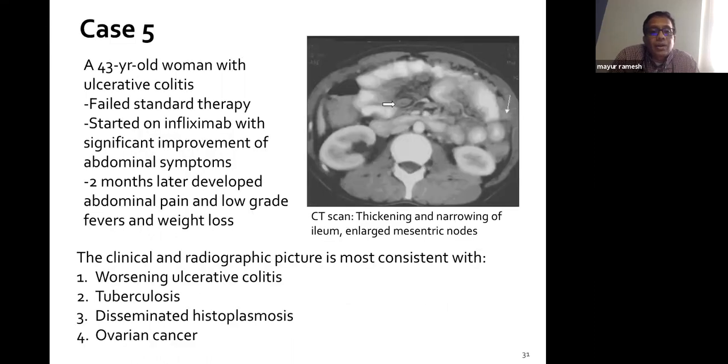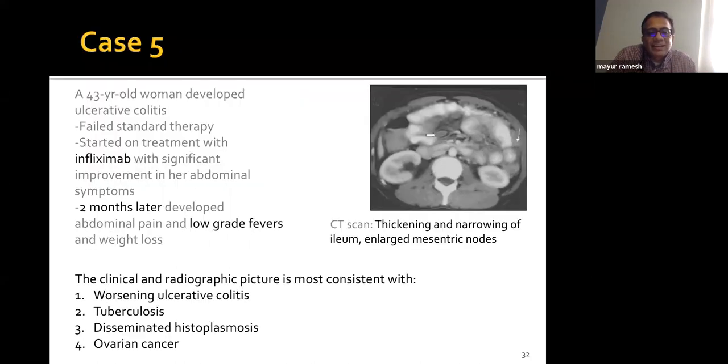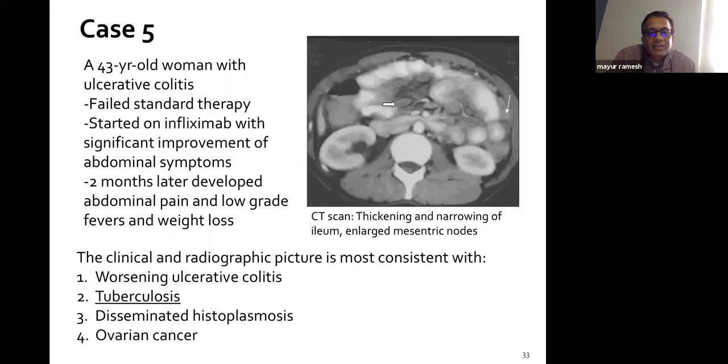A 43-year-old woman with ulcerative colitis failed standard therapy, started on infliximab with significant improvement of her abdominal symptoms. Two months later, she developed abdominal pain, low-grade fever, weight loss, and the CT scan showed thickening and narrowing of the ileum with enlarged mesenteric lymph nodes. Could this be worsening ulcerative colitis? But the patient is clinically improving, so less likely. Could this be disseminated histo? Possible. Ovarian cancer doesn't look like it here. TB seems to be the number one condition that we are interested in here. So it's extrapulmonary tuberculosis that we are interested in.